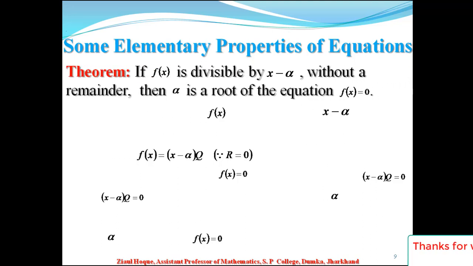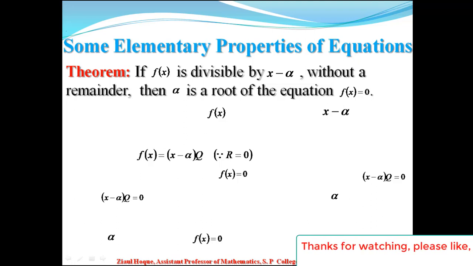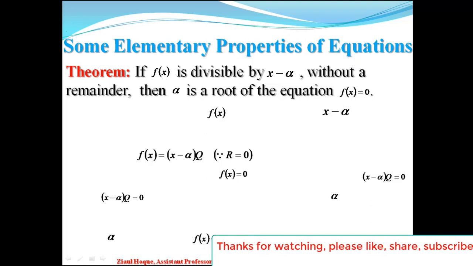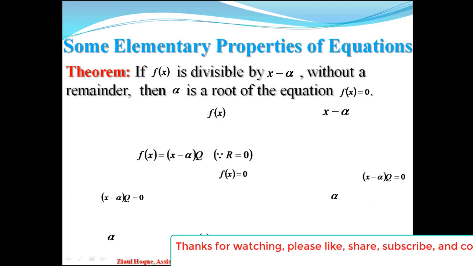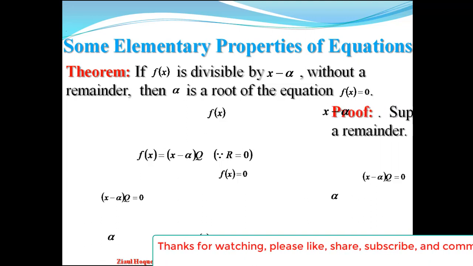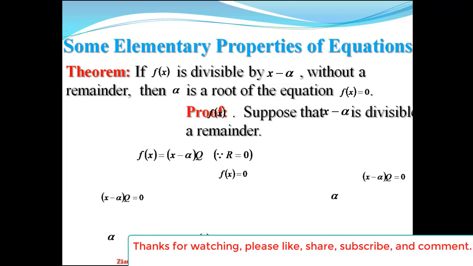Next theorem: if f(x) is divisible by x minus alpha without a remainder, then alpha is a root of the equation f(x) equal to 0. This is the converse part of the previous theorem.